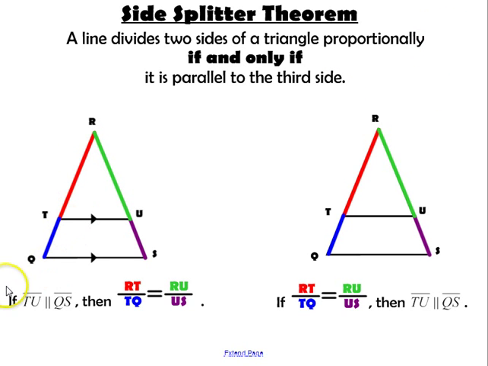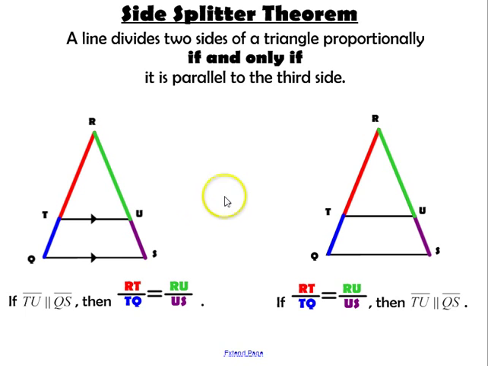So in the conditional, if TU and QS are parallel, then we can say that RT over TQ is proportional to RU over US. The converse states that if you're given a triangle that has this additional segment and you find that the length RT over TQ is proportional to RU over US, then you can conclude that these two lines, TU and QS, are parallel.